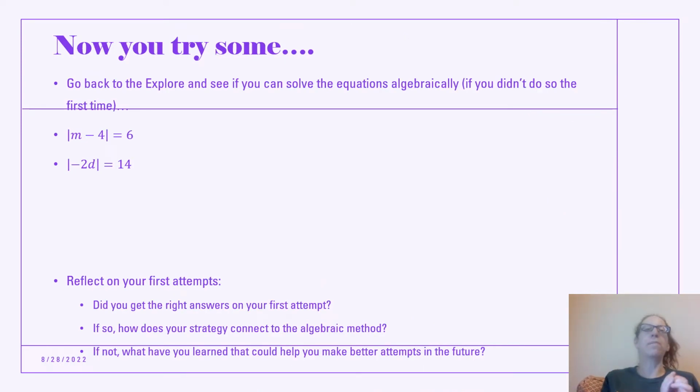So now you try some. Go back to the Explorer and see if you can solve the equations algebraically if you didn't do so the first time. If you did solve them algebraically the first time, then go ahead and check your work and see if maybe you can clean up your work a little bit. If your work is a little disorganized or it doesn't go from top to bottom very well, just try to clean it up. If you tried some other things, now try to solve them algebraically. When you've given yourself between 5 and 10 minutes to do that, unpause the video and come back and join us to go over them.